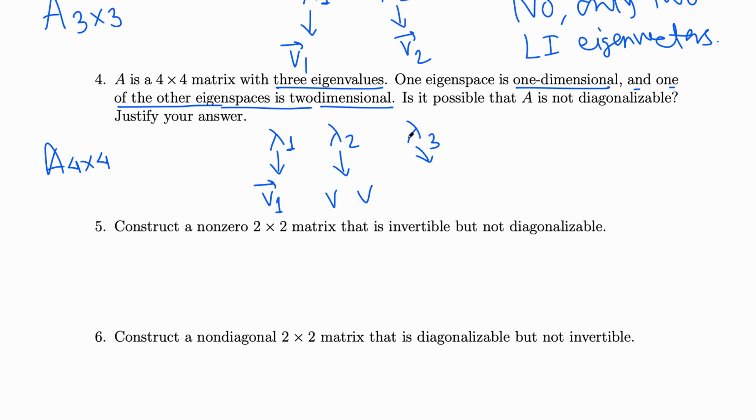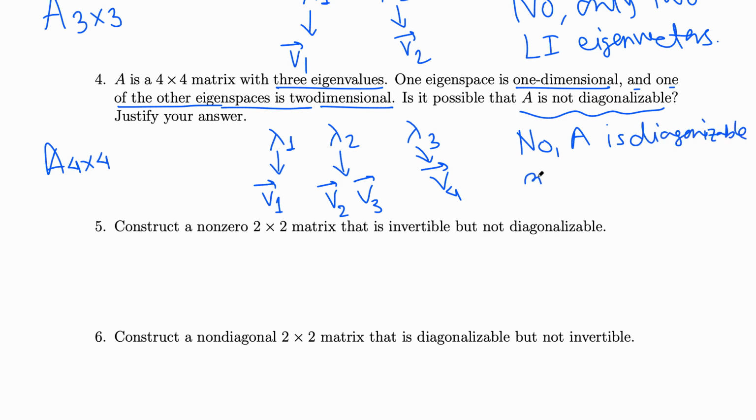And it does not say one of them is 2-dimensional for the remaining one, so obviously this is 1-dimensional. So let's say V1, this is V2, V3, V4. We can go in this way. Okay. One of them is 2-dimensional. That means how many linearly independent vectors we have here? We got 4. It's a 4 by 4. Is it possible that A is non-diagonalizable? No. A is diagonalizable since there are 4 linearly independent eigenvectors.